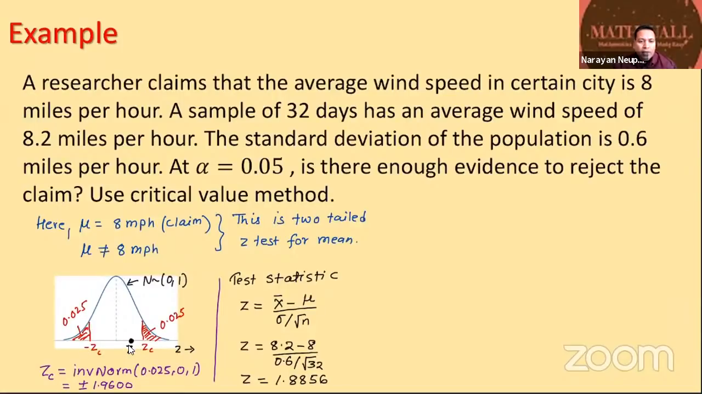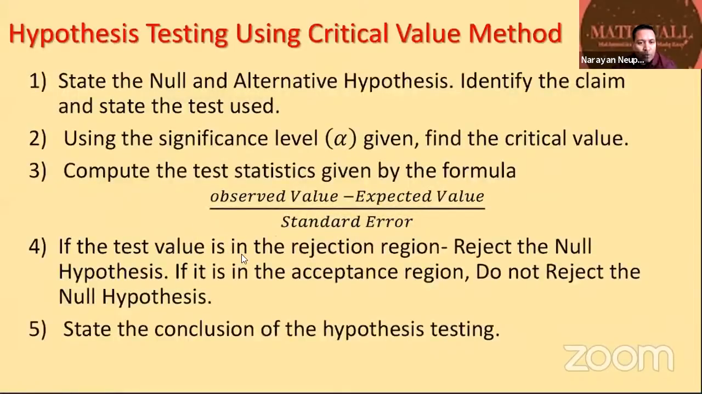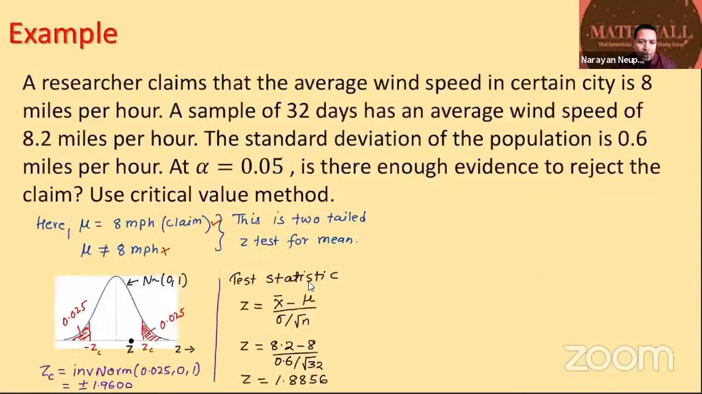So the meaning of that is we do not reject the null hypothesis. In fact, we accept the null hypothesis. So I'm rejecting the alternative and I'm going with the null, because this calculated Z value is in the non-rejection region. That is the meaning of the fourth step here. The test value lies in the acceptance region, so we fail to reject the null hypothesis.